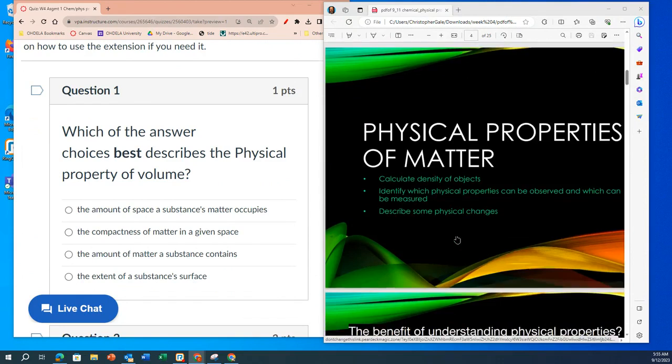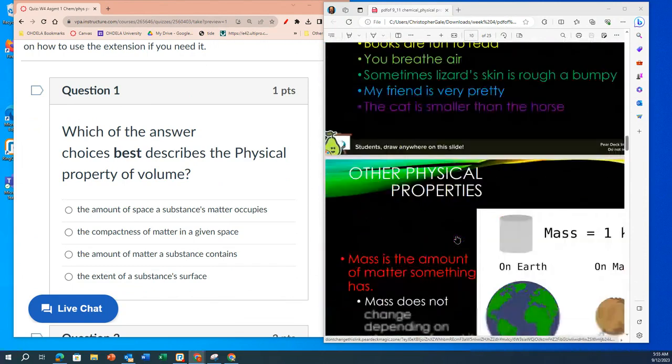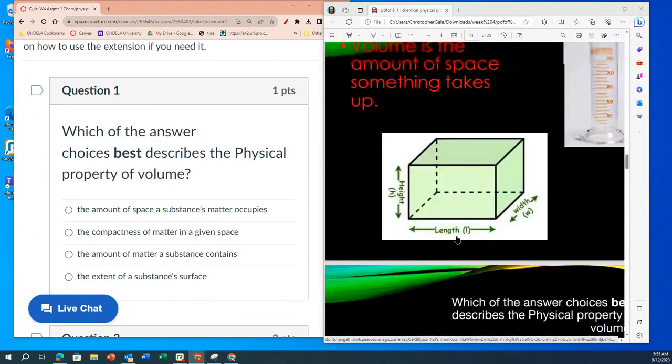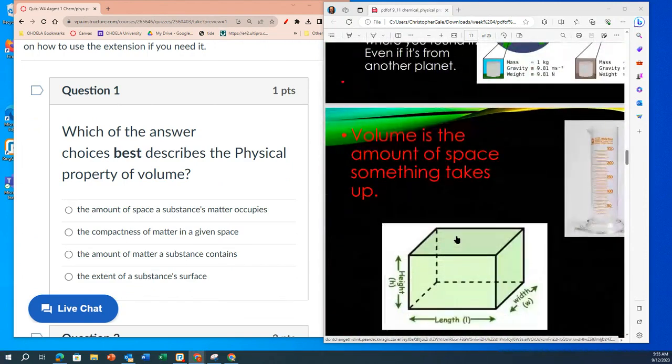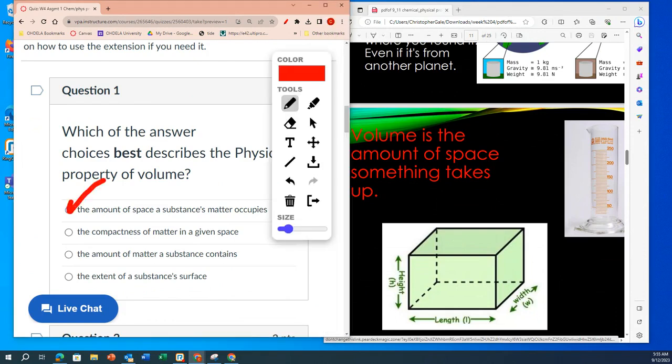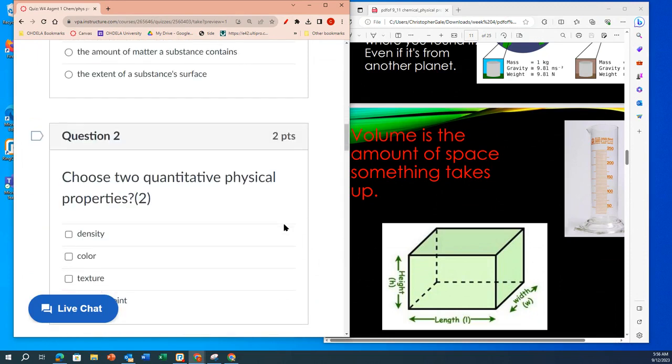So if we look at the section on what is volume, volume is the amount of space that something takes up. Okay, the amount of space a substance has. So this is our question right here, amount of space. So I always use these side by side to help answer the questions.